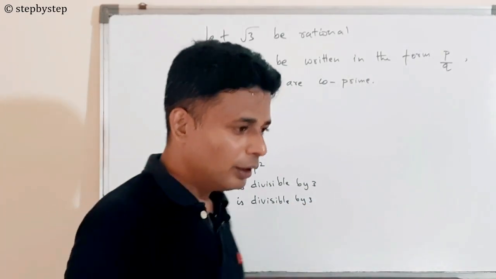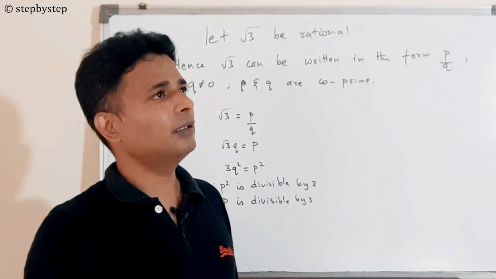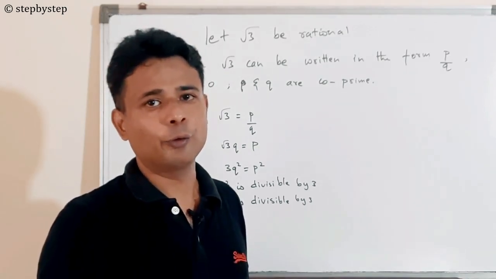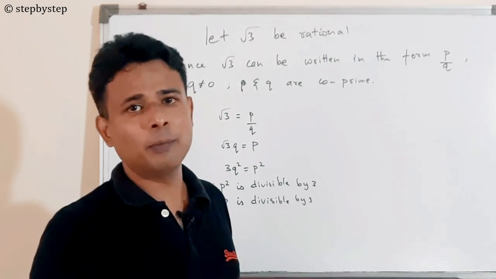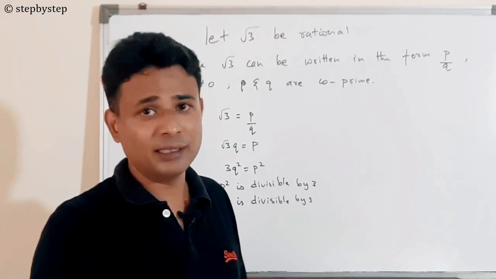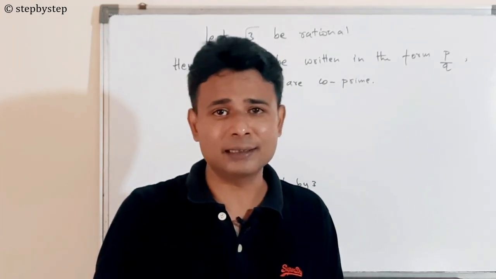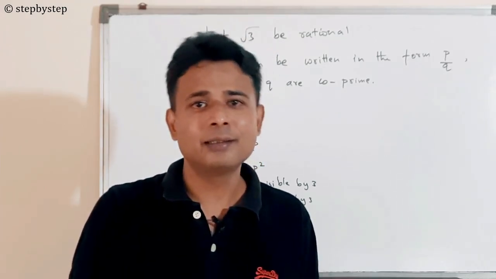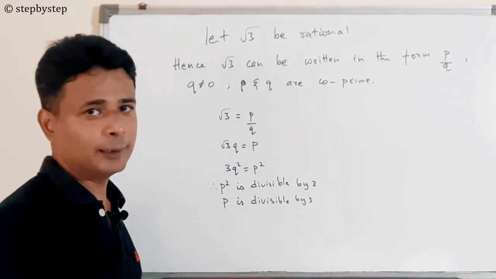For example, if 4 square is divisible by 2, 4 is also divisible by 2. Let's say 8 square is divisible by 4, which means 8 is also divisible by 4. Take any example. 8 square is 64. Is it divisible by 4? Yes. 8 is also divisible by 4. Take 36. 36 is divisible by 3, which means root of 36, that is 6, is also divisible by 3. Understood? So, if P square is divisible by 3, P is also divisible by 3.